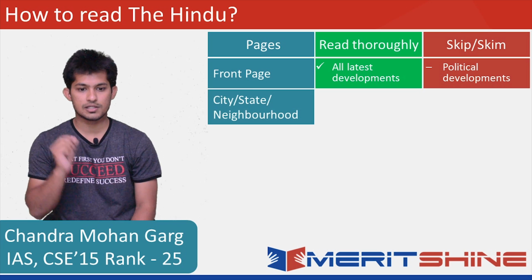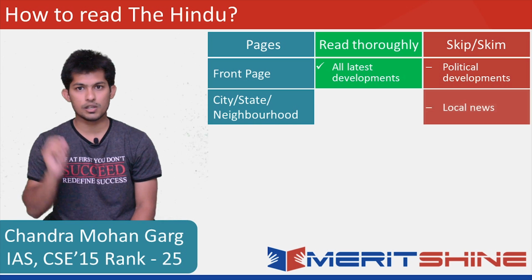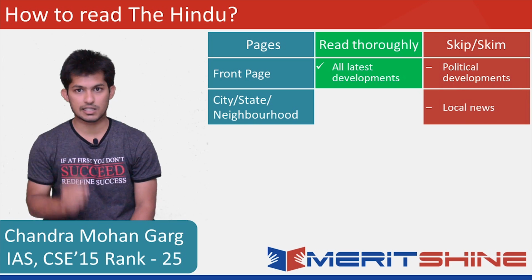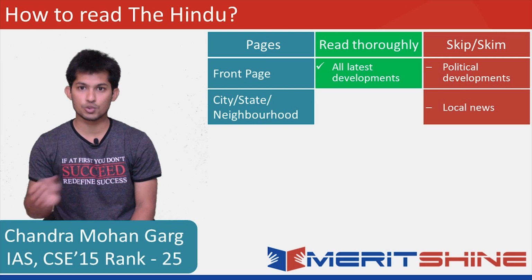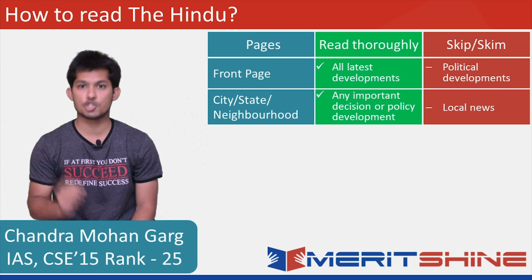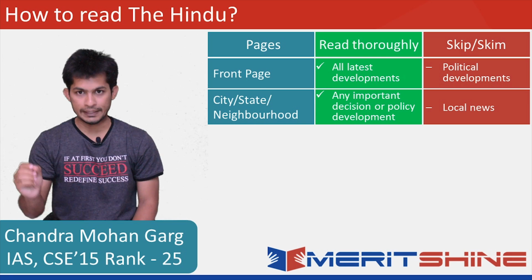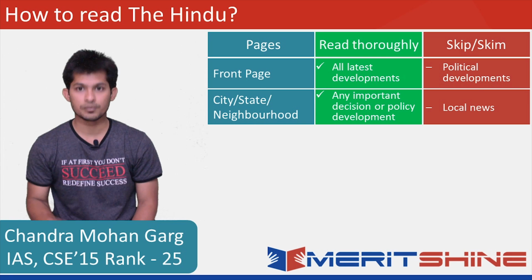Next is city, state, neighborhood, region. This part generally has local news which are of very less significance, so you just have to glance through the pages, and if you come across some headings like some decision of NGT or some major policy development, then you can keep that in mind.